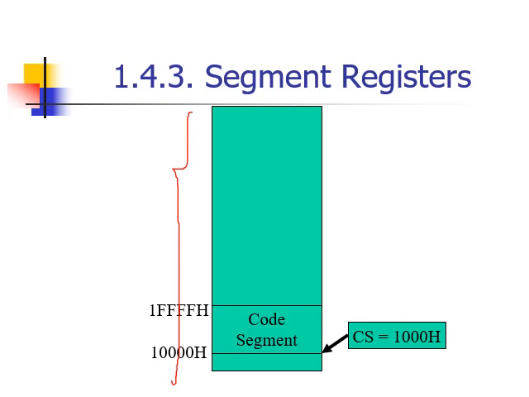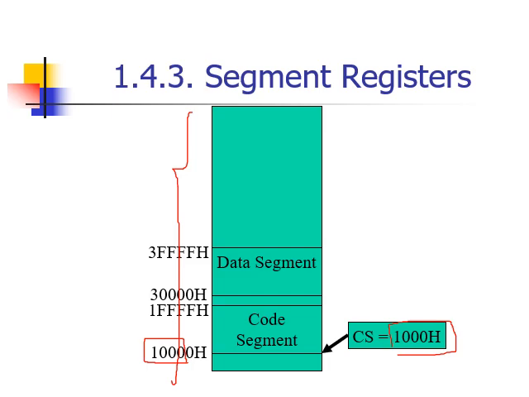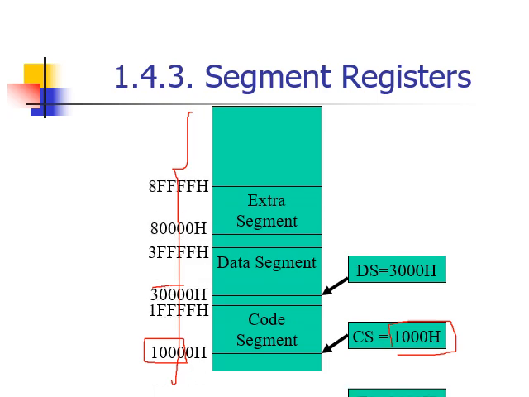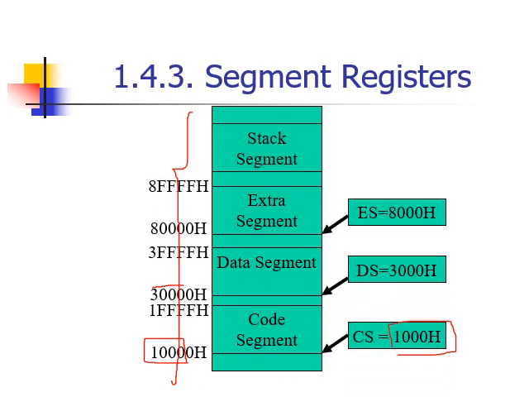If you look closer to this, the most significant four hexadecimal digits are stored inside CS, and you do the same with the data segment whose range is this. You take the most significant four hexadecimal digits, the leftmost four digits, stored in DS. You do the same with the extra, and you do the same with the stack.